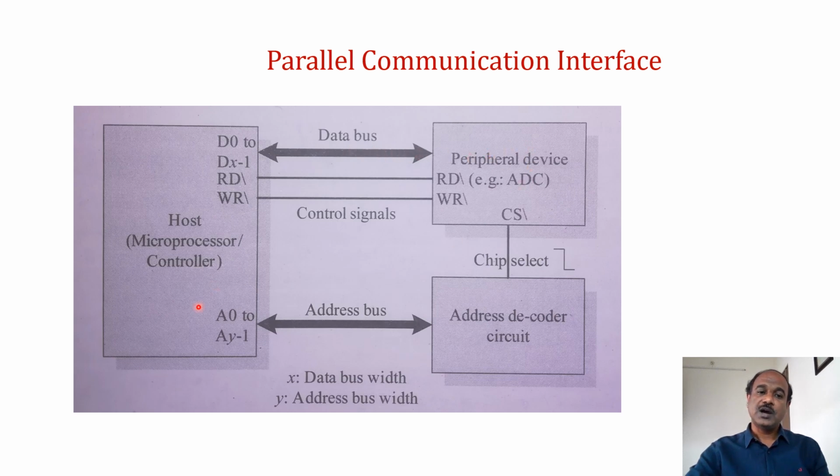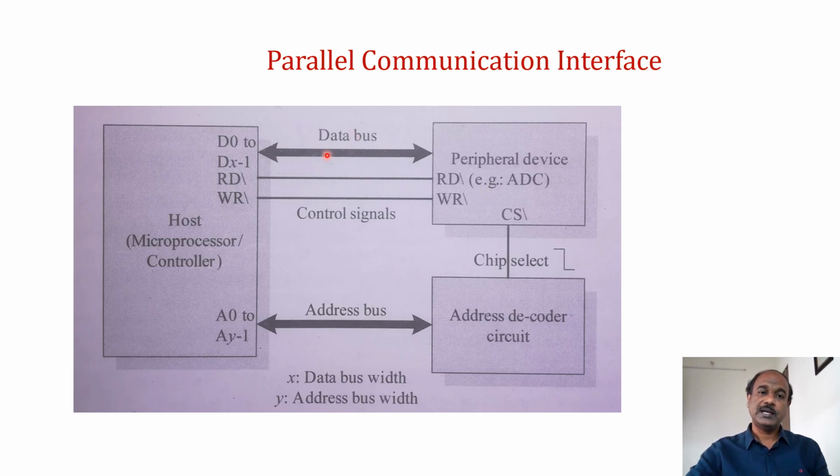Now suppose after selecting this peripheral device, the processor wants to read the data, it will enable only this read bar line. So when this is enabled, the peripheral device will place the parallel data on these data lines, and that data will be received by the processor. So this is how the parallel communication interface works.